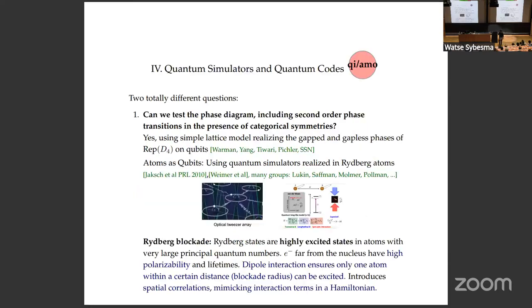Okay, 2 minutes. So 2 minutes of applications, this is literally just to whet your appetite and tell you, okay, you can even talk to people that do lab physics.